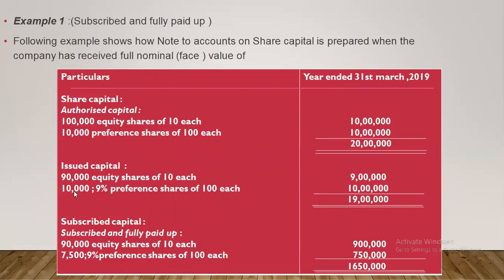But here the company is issuing 10,000 preference shares, but people are subscribing only 7,500 shares at the rate of 100 each. So only 7,500 will be shown. At the rate of 100 this will become 7,50,000 and total will be 16,50,000. It is the situation when the full face value is paid by the shareholders.